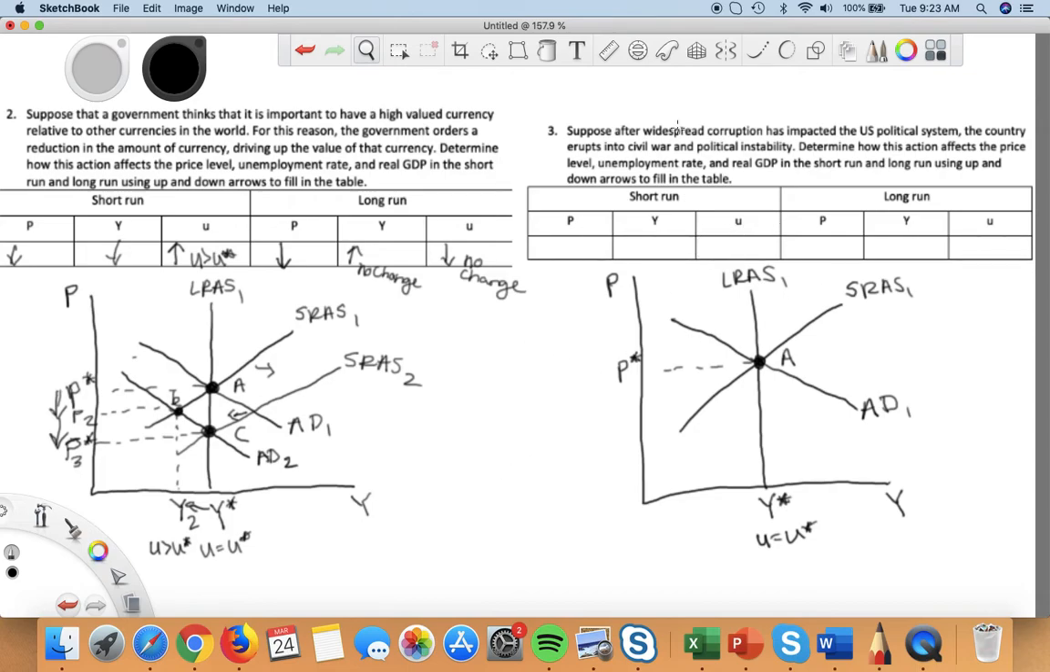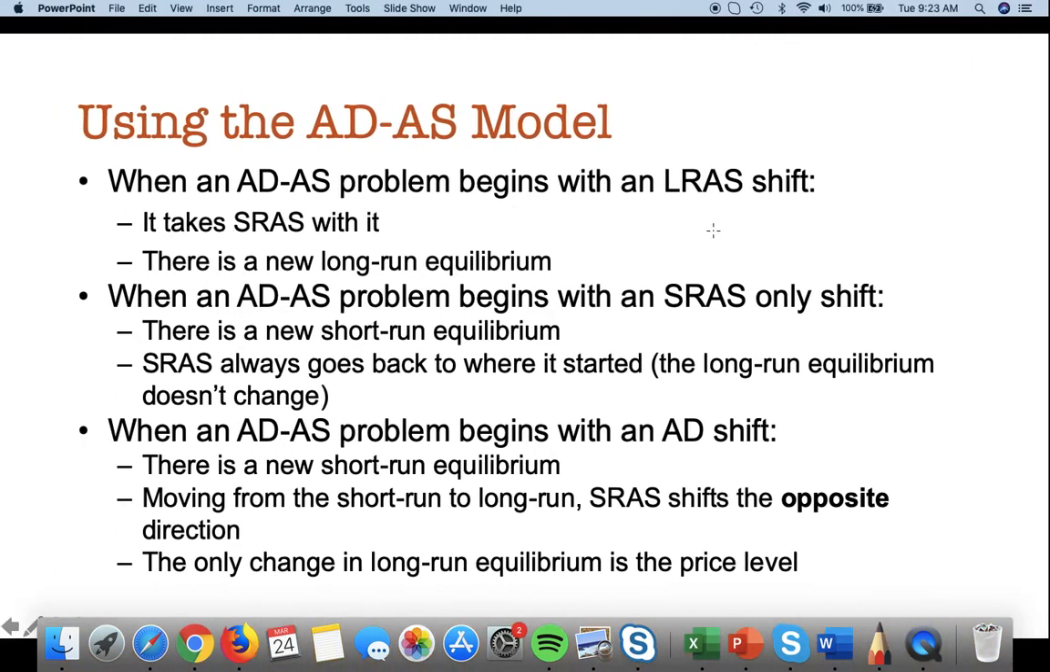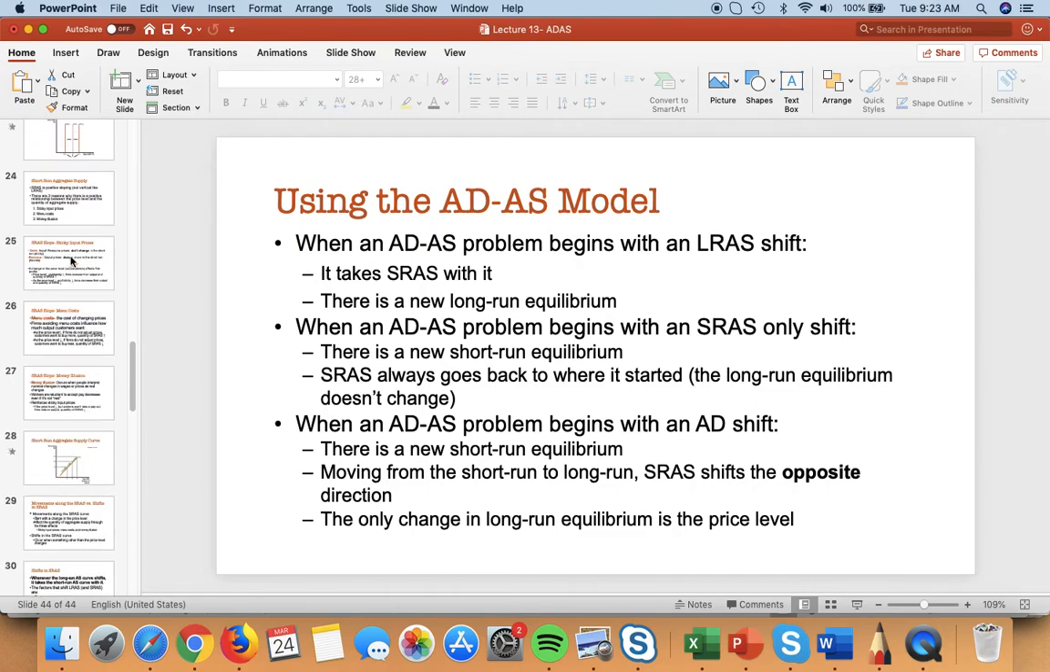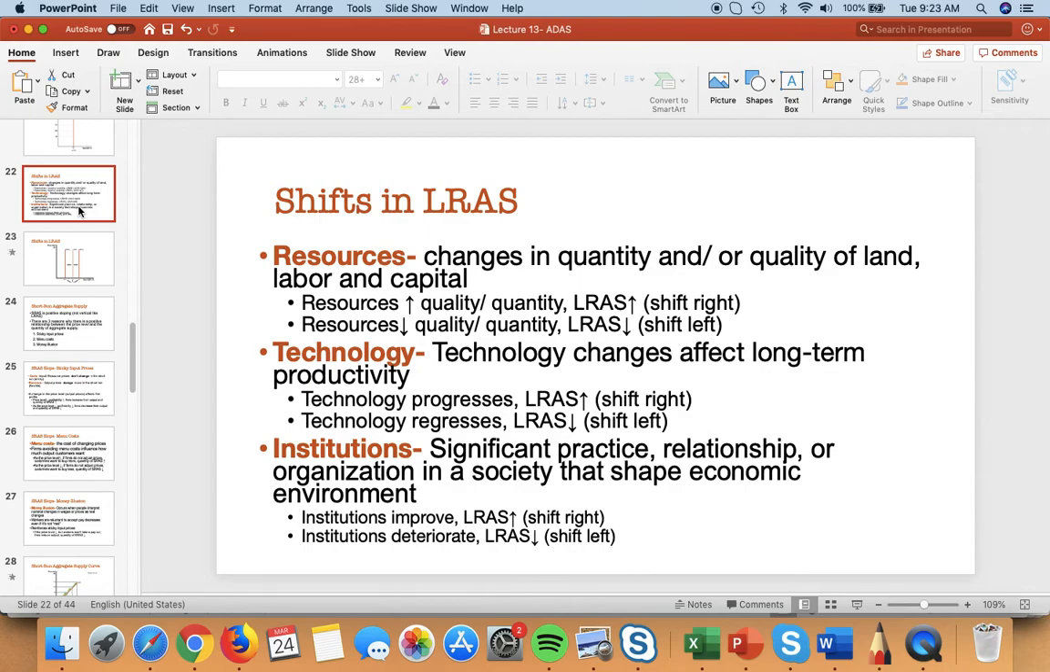All right, so we have corruption, we have civil war, we have political instability. So this one requires a little bit of higher level understanding, because you have to remember that one of the institutions from our economic growth chapter was political stability and the rule of law. Here, that is clearly collapsing in the United States if we're erupting into civil war. So if you go back to these slides and you look at what can shift our long run aggregate supply curve, it would be changes in institutions. So here we have institutions deteriorating, getting worse, so long run aggregate supply will shift to the left.